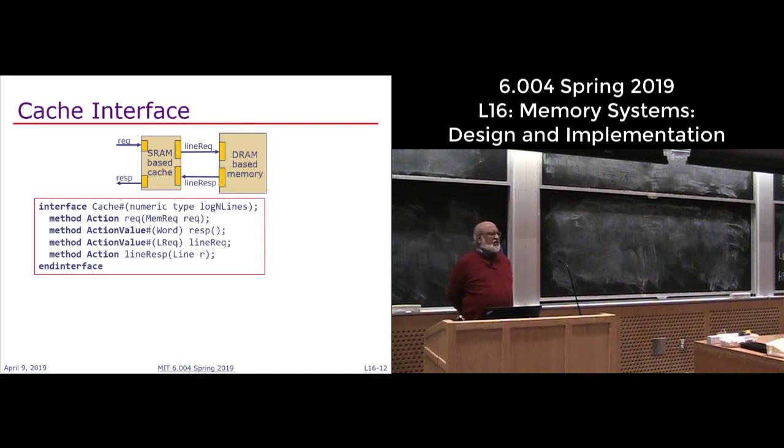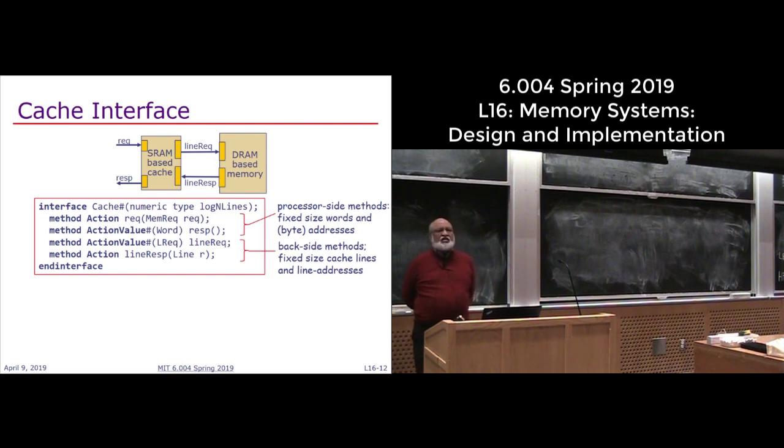As I said, it has 4 methods, 2 to do with the processor side and 2 to do with the DRAM side. Do these make sense? It's pretty trivial, request, response, right? That's what you are seeing there. These 2 have to do with the processor side, and these 2 have to do with the back-end DRAM memory that you have over there.